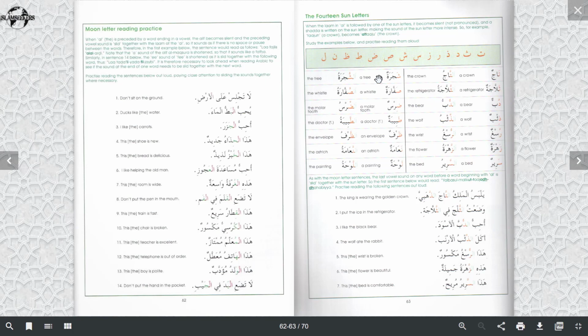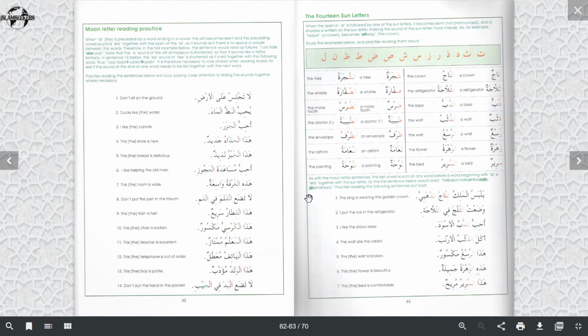Shajaratun. A tree. Ash-shajaratu. The tree. Saffaratun. A whistle. As-saffaratu. The whistle. Dirsun. A molar tooth. Ad-dirsu. The molar tooth. Tabibatun. A female doctor. At-tabibatu. The female doctor. Zarfun. An envelope. Al-zarfu. The envelope. Na'amatun. An ostrich. An-na'amatu. The ostrich. Lawhatun. A painting. Al-lawhatu. The painting.